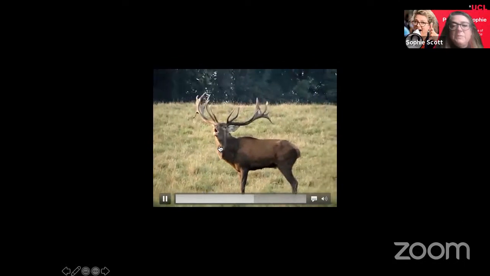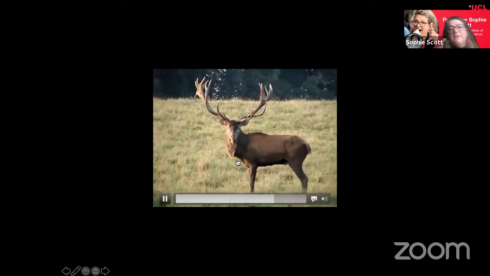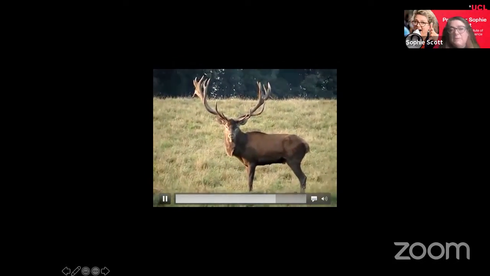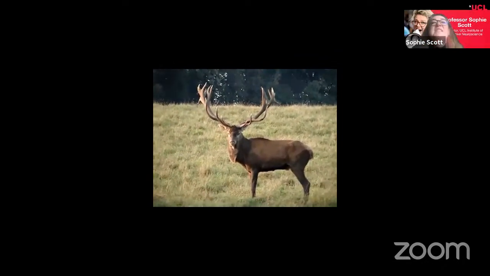You can see the larynx moving up and down, and that's the larynx being able to change aspects of the pitch of the sound that the deer is making. But you can see the deer is just throwing his head back, and he's not doing much else above that. So that's giving you a classic example of a mammalian vocalization.